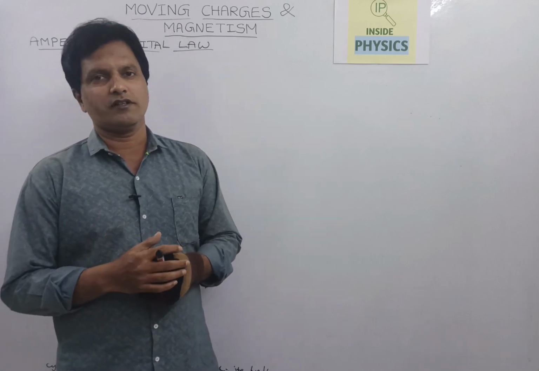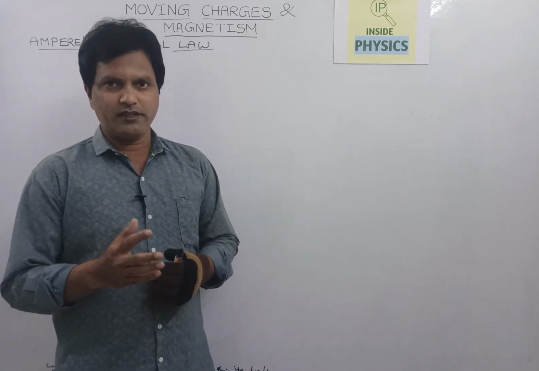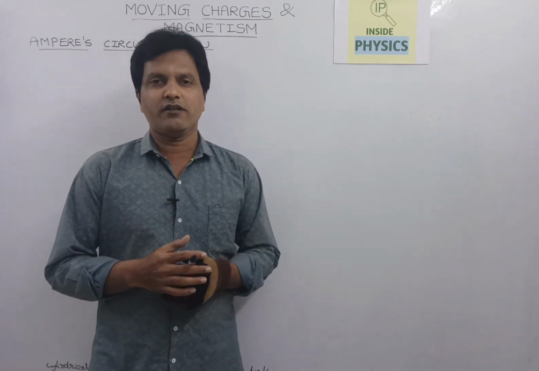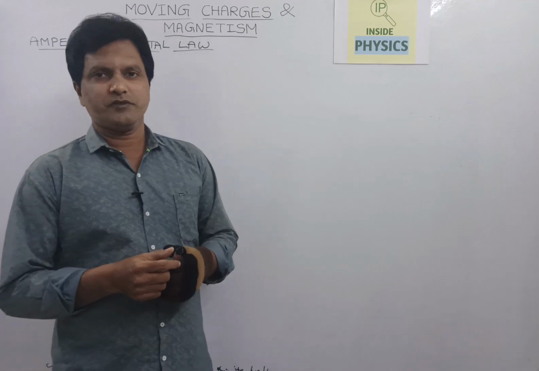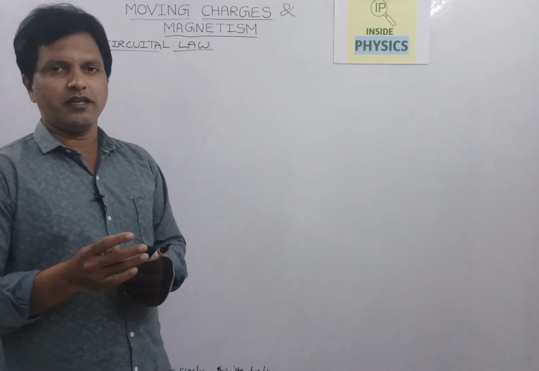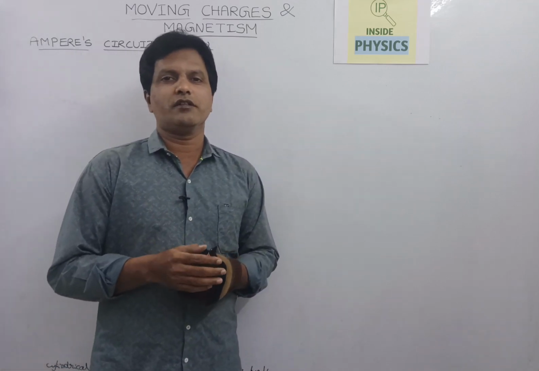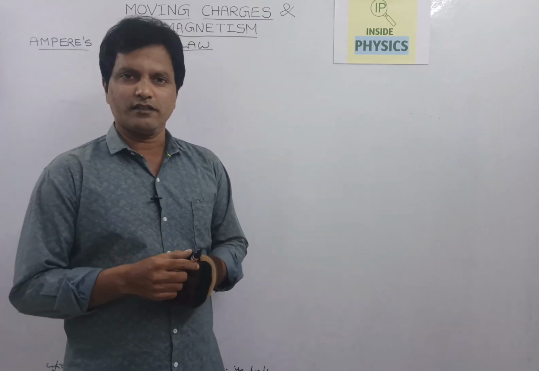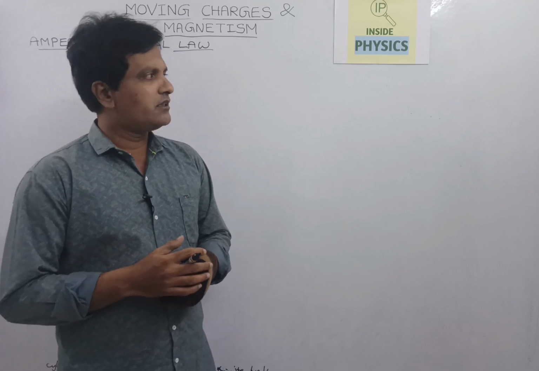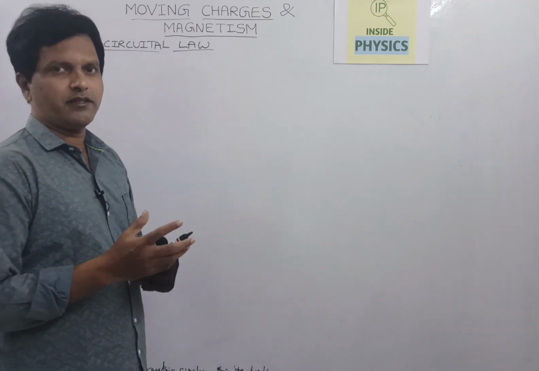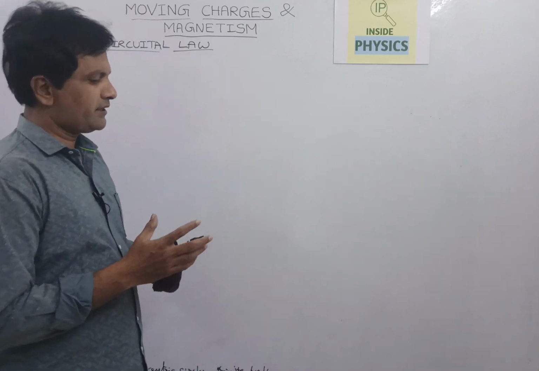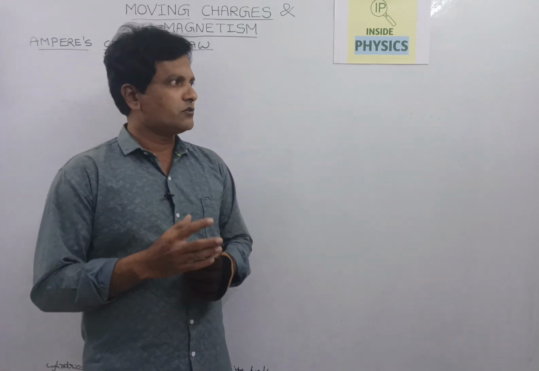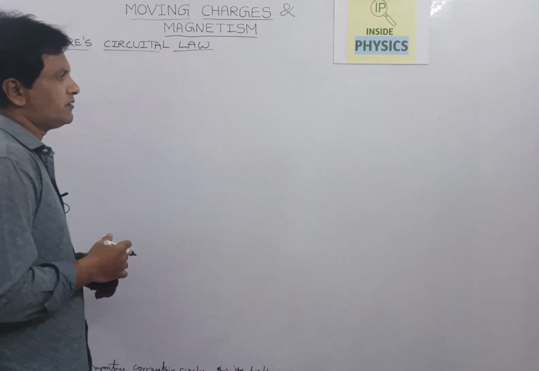compared to Biot-Savart law. In Biot-Savart law, we already discussed in my previous video that the magnetic field around a current carrying conductor depends on three factors: the length, the angle between the position vector and the length element vector, and the current inside the conductor. Here Ampere deduced a simple method to calculate the magnetic field around a current carrying element. So we see how it actually proceeds.